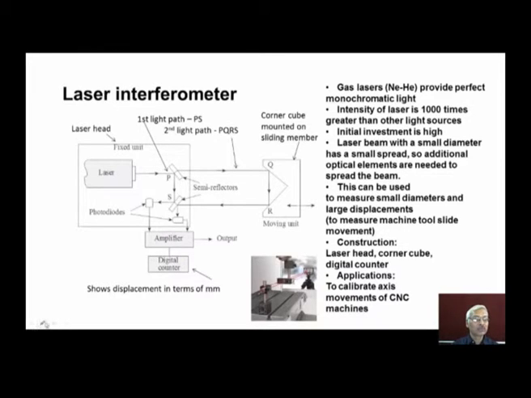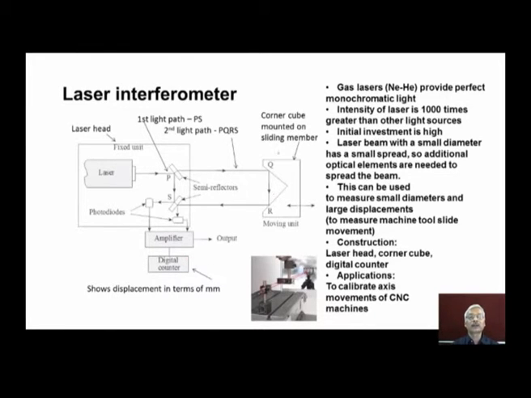We can observe here we have the machine tool slide on which the corner cube, the part of the laser interferometer is fixed. So when the table moves, its movement is recorded in the interferometer. Like this, the movement of the machine tool slides is measured. Now coming to the construction of a laser interferometer, mainly it has a laser head, and then the corner cube, and then the electronic unit and the digital counter.